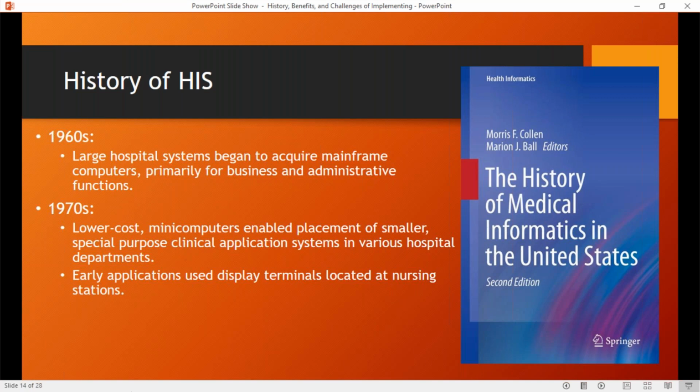Okay, so the history of the HIS. When we're talking about HIS at this point, we're talking about an electronic HIS. In the 1960s, in the US at least, this is when large hospital systems began to acquire big computers. Back then, they were more expensive, more cumbersome, and not easily deployed, unlike right now. Forward to the 1970s, smaller scale, lower cost computers enabled the placement of terminals in various departments of the hospital, for example, in the nursing stations.